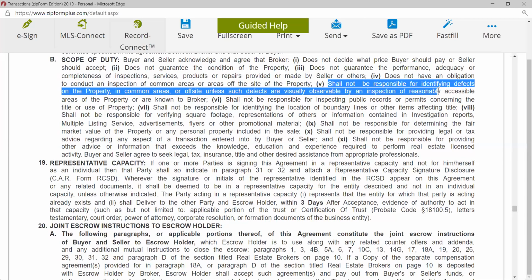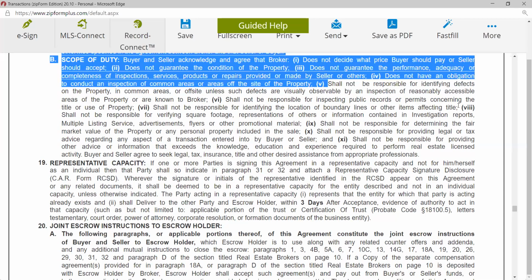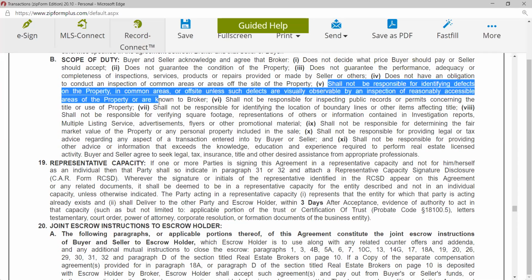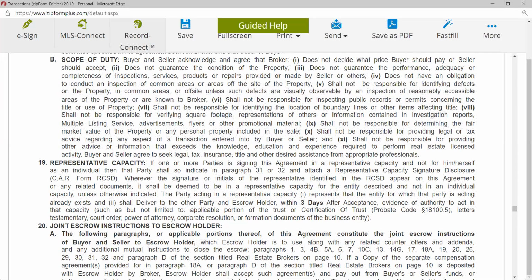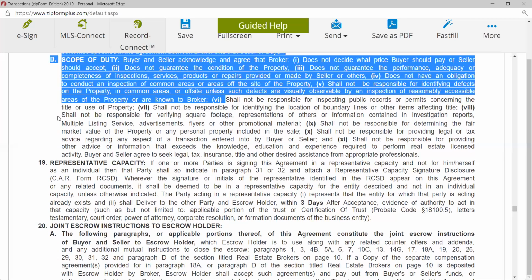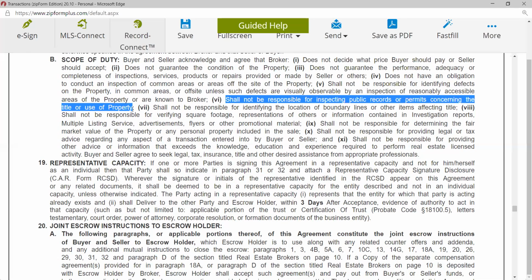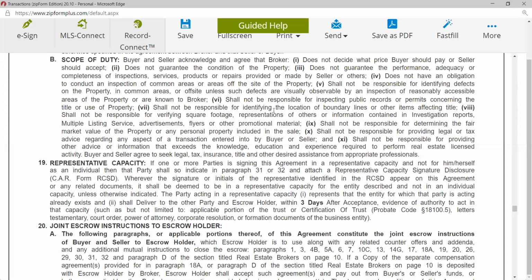Should not be responsible for identifying defects of the property in common area offsite unless the defects are visually observable by the inspection of reasonably accessible areas of the property or are known to broker. Should not be responsible for inspecting public records or permits concerning the title or use of the property. Should not be responsible for identifying the location of boundary lines or other items affecting title.